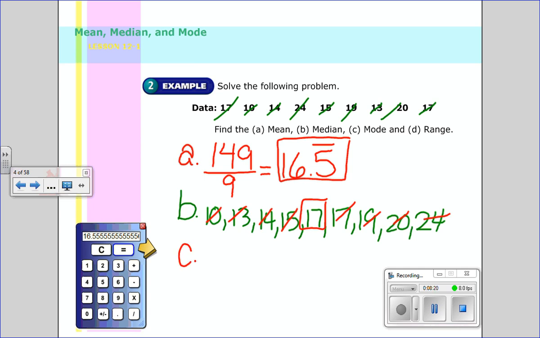C, our mode, well, the number that occurs the most often here is in fact 17. And then D, our range. Our greatest value is 24. Our least is 10. So we get 14 for our range. There we go. So those are my 4 answers for this one.